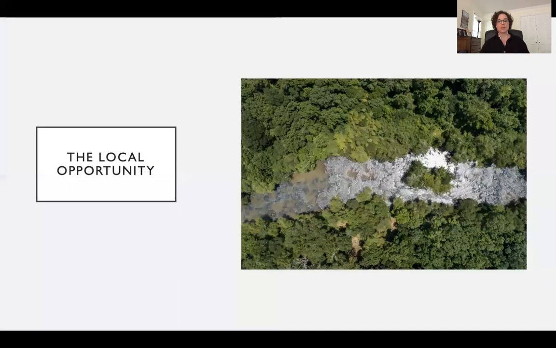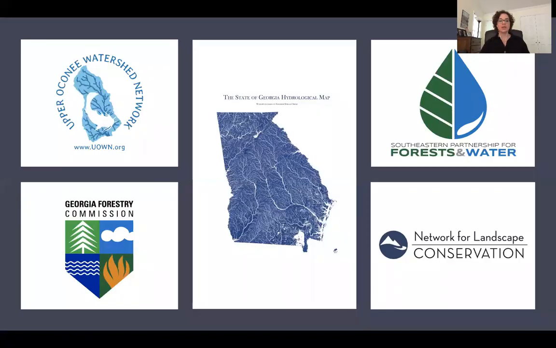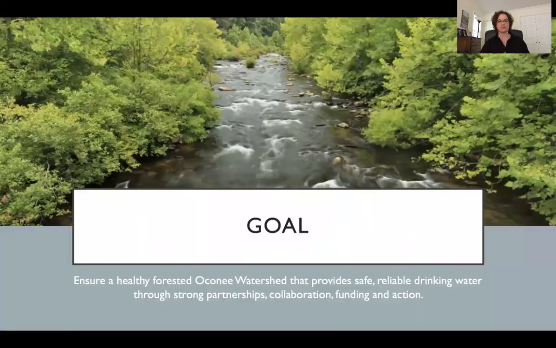But there is a local opportunity to implement source water protections. This work is funded through a U.S. Forest Service landscape scale restoration grant administered by the Georgia Forestry Commission. This work is coached and facilitated by the Southeastern Partnership for Forests and Water and implemented by the Upper Oconee Watershed Network. We're fortunate to recently receive funding through the Network for Landscape Conservation through their Catalyst Fund in partnership with Oconee River Land Trust to implement the Oconee River Watershed Partnership.